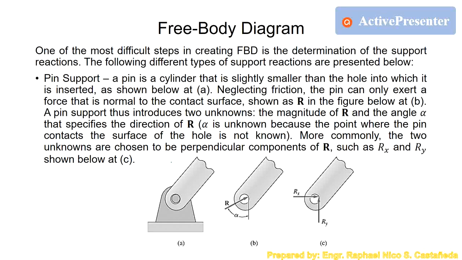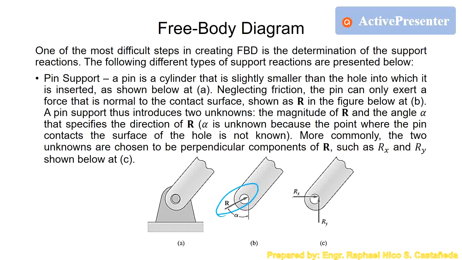Next one is the pin support. So a pin support is a cylinder that is slightly smaller than the hole, which is this one. This is the pin. If you look at it in three dimensions, it will look like this. So a body is attached to it with a hole. Of course, the body has a hole. For example, this is the body, which is this one. Then the reaction there is basically only one force or one reaction R, but we don't know the direction. That's why it's always assumed to get the components.